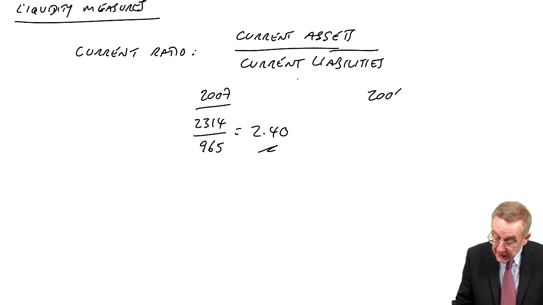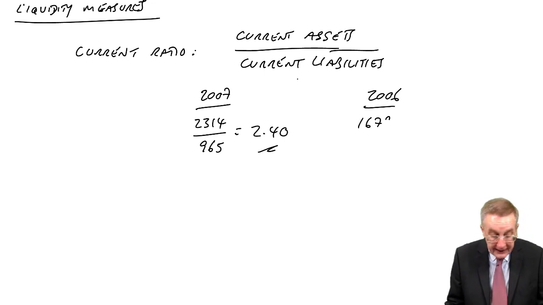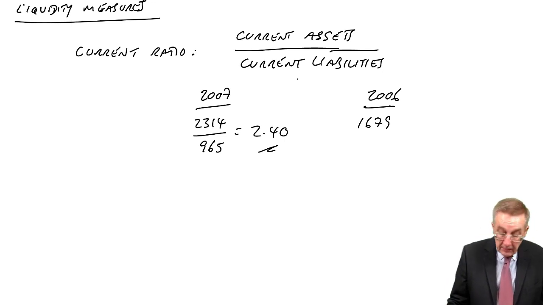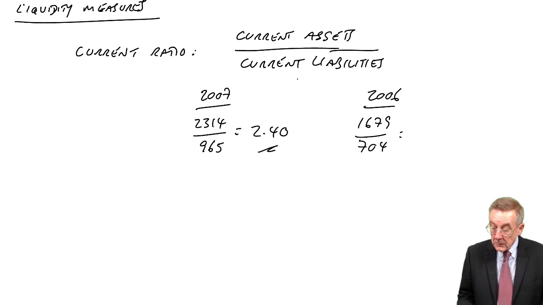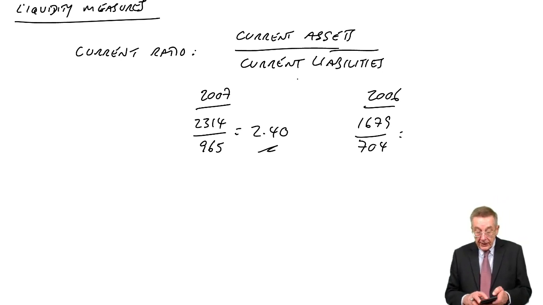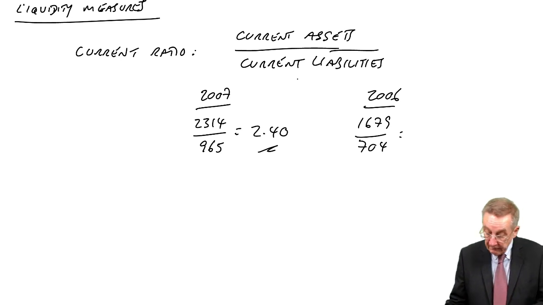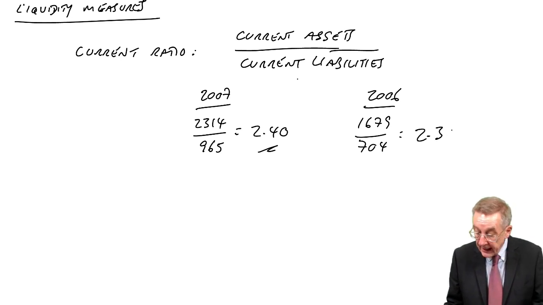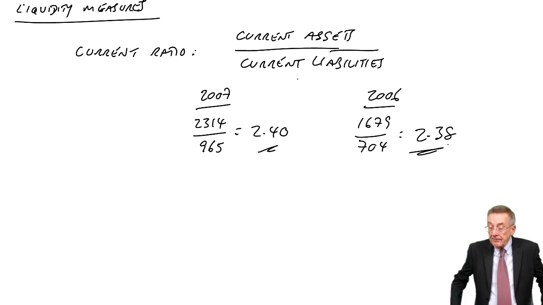In 2006, what was it? Current assets were 1679, current liabilities were 704, and so last year the ratio was 2.38. So here it's hardly changed.